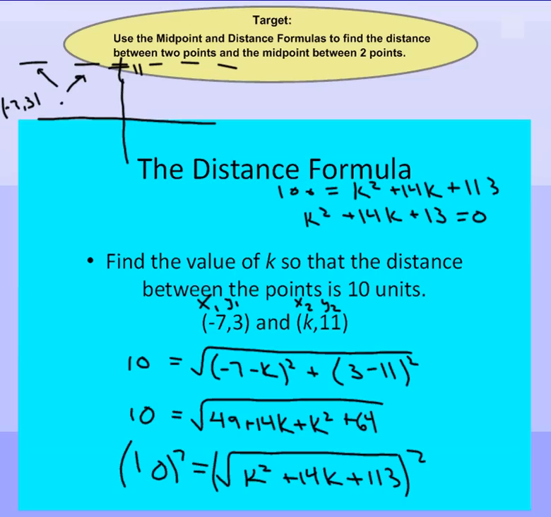Luckily enough, this does factor, so we can factor it. We get two resulting k's. So we have two ordered pairs that have this distance. We have negative 13, 11, and negative 1, 11.